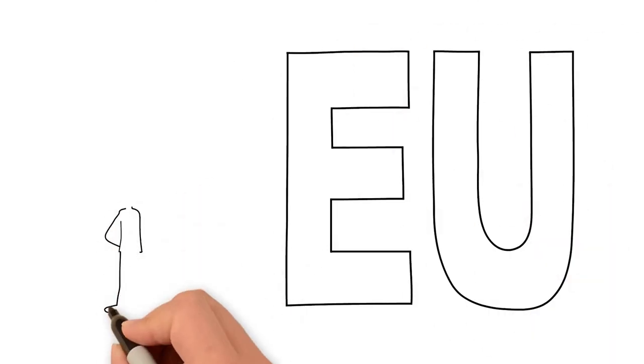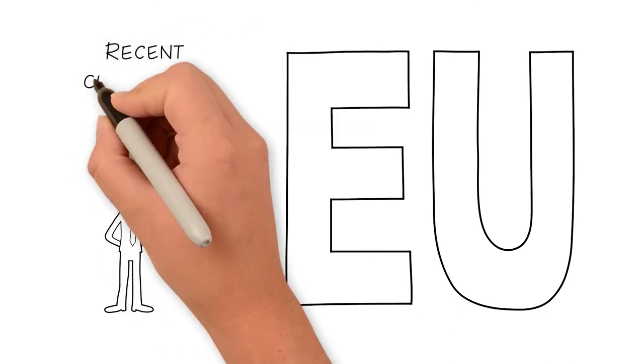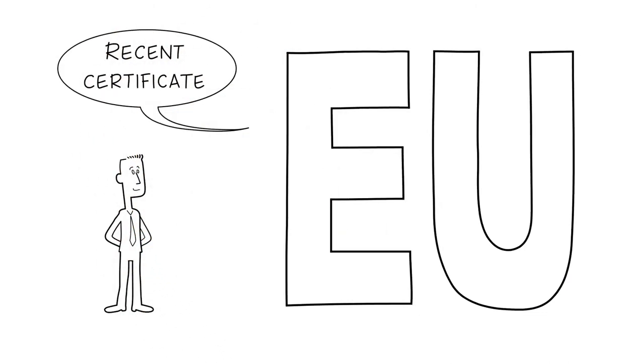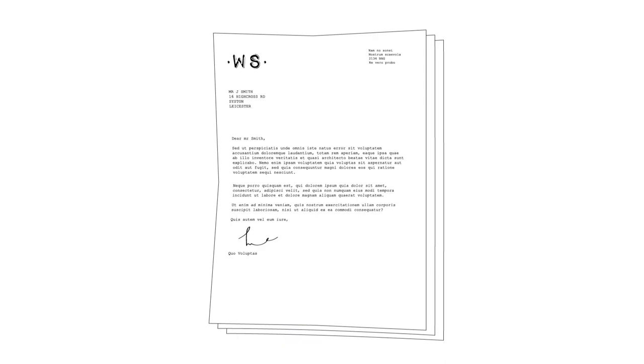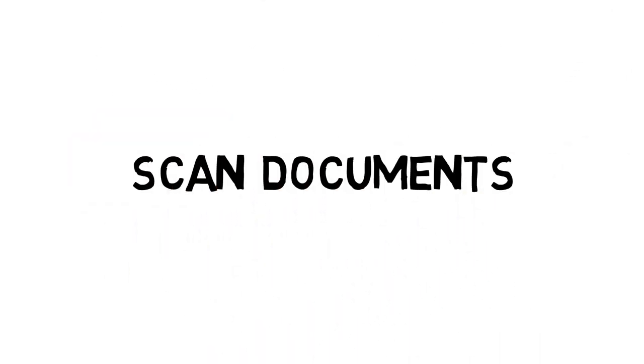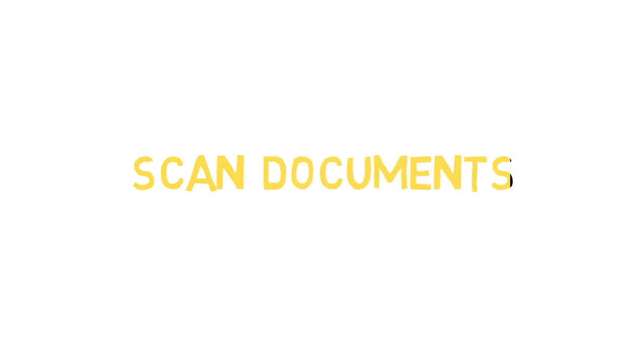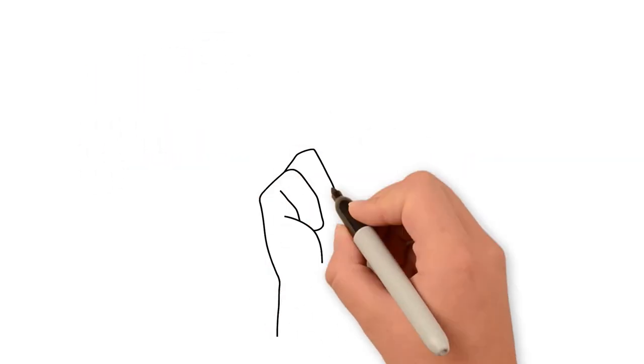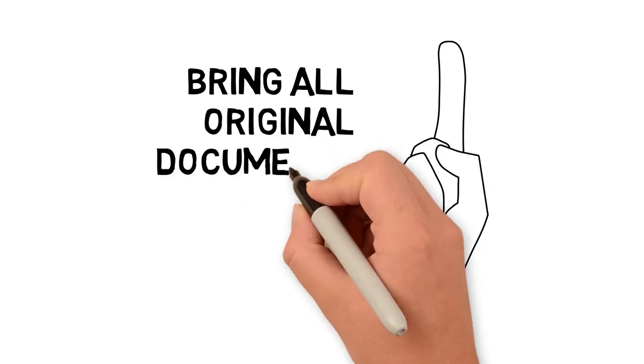If you're arriving from outside the EU, apply for a recent certificate of good conduct as soon as possible. If you qualify for the 30% tax regulation, collect several proof of address documents. Please scan all these documents and send a colour version to HR before you come to the Netherlands. Don't forget to bring all original documents to the Netherlands as well.